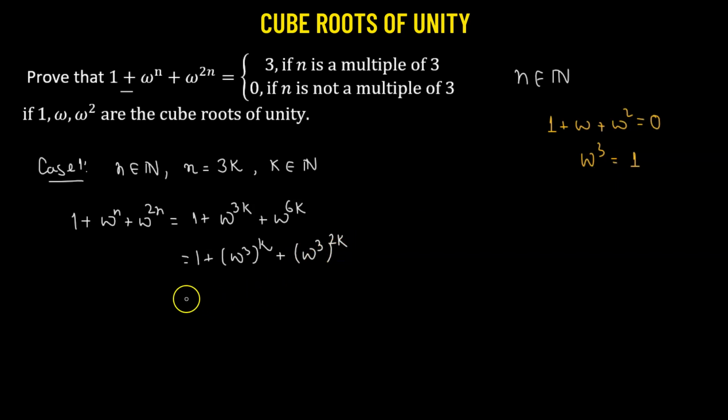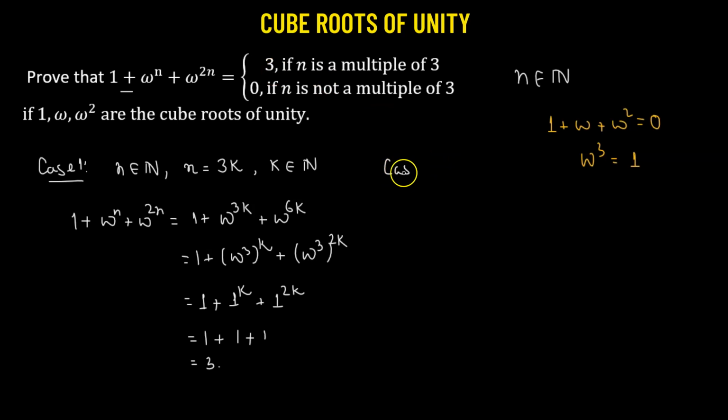Now omega cubed, that value is equal to 1. So we have 1 plus 1 raised to the power of k plus 1 raised to the power of 2k. So this is simply 1 plus 1 plus 1, or 3. That means whenever our n is a multiple of 3, we're getting a value of 3. So this proves the first part.